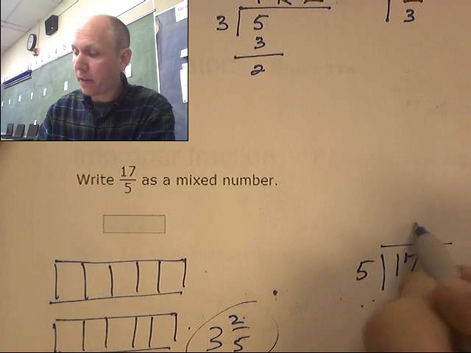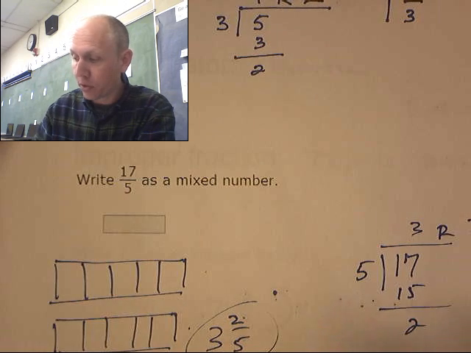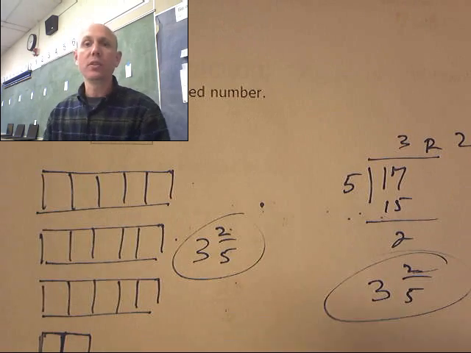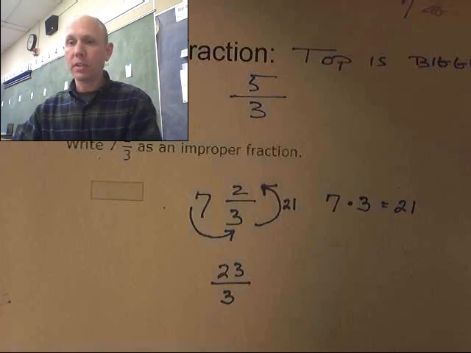17 divided by 5. 5 goes into 17 3 times. 15. My remainder is 2. This is 3 and 2/5. Kind of funky looking too. All right, there you go. Mixed numbers into improper fractions into mixed numbers.